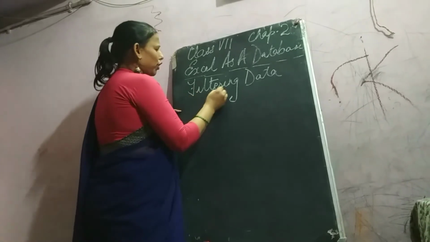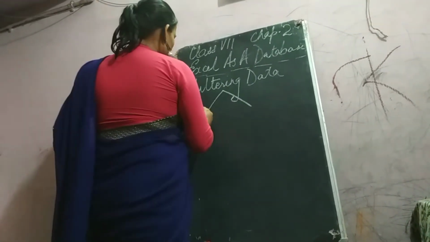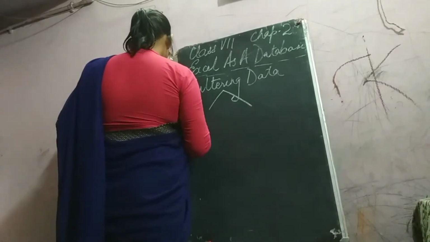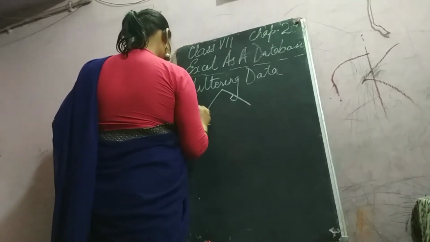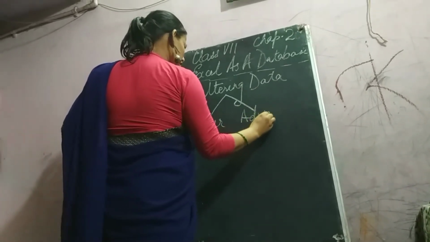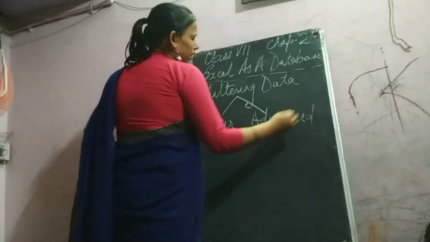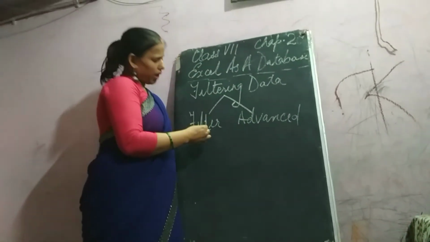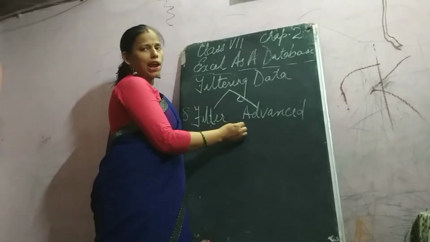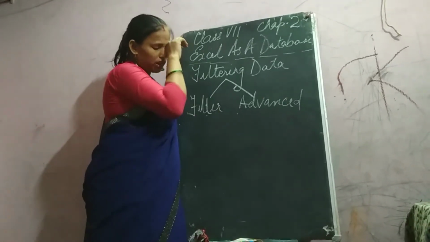There are two types of filter. Filtering data are of two types. The first one is simple filter and the second one is advanced filter. First one is simple filter and second one is advanced filter. So one by one we are going to see both the filters.